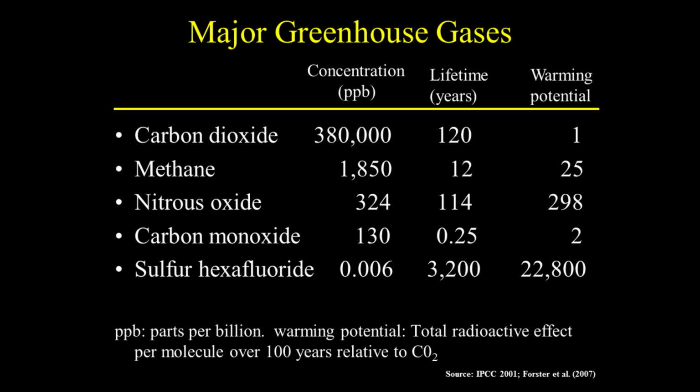Methane is rare, at 1.8 parts per million in the atmosphere. But per molecule, its warming power is 25 times that of carbon dioxide. The lifetime of methane in the atmosphere is 12 years, significantly shorter than that of carbon dioxide. Nitrous oxide is extremely rare in the atmosphere, at 0.3 parts per million, but its warming power is almost 300 times that of carbon dioxide per molecule. The lifetime of nitrous oxide in the atmosphere is 114 years.